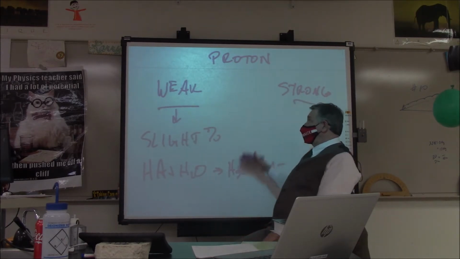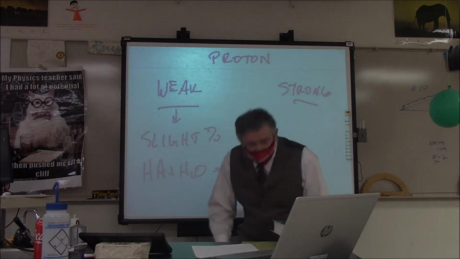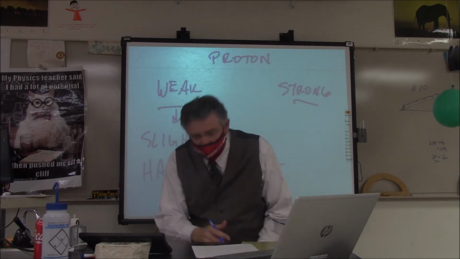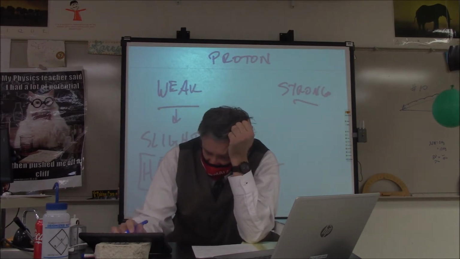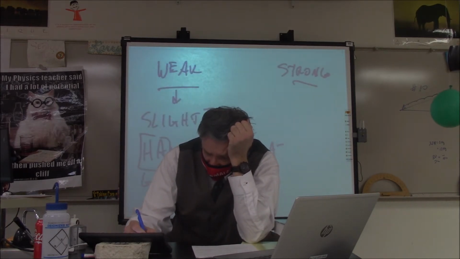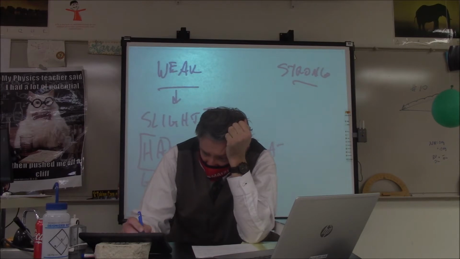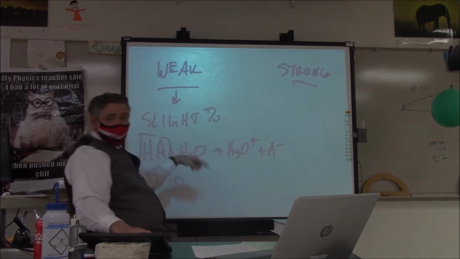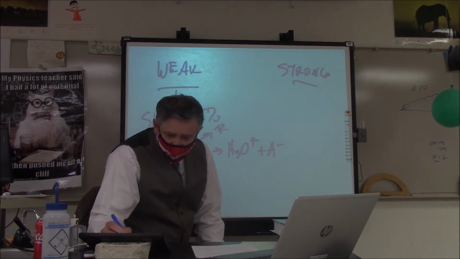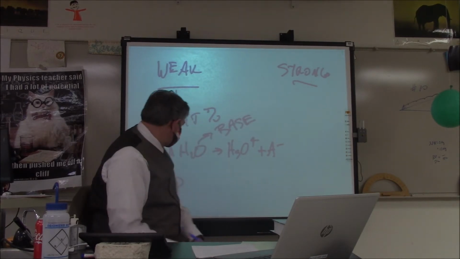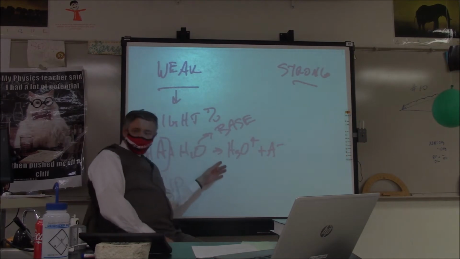So if you look at the definition of a Bronsted-Lowry acid, this HA is going to be the acid, okay? Because of the fact that it's going to donate a proton to the water. The water here is going to be the base because it's going to accept that proton.